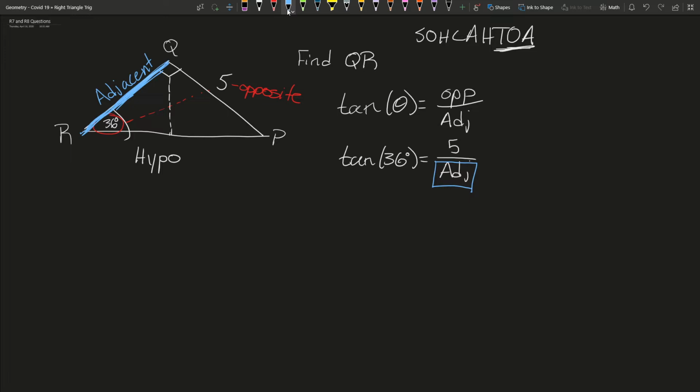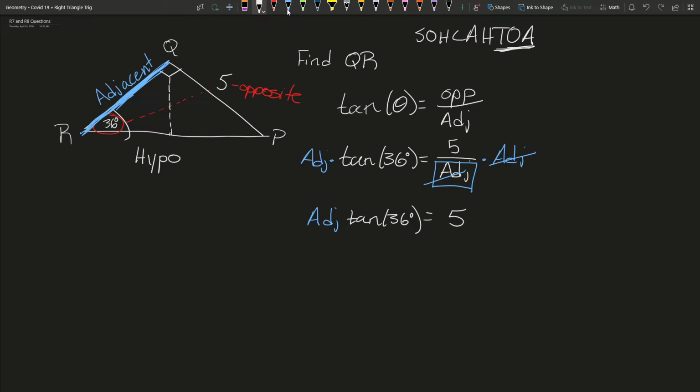And in order to get something out of the denominator, which is what we need to do, we multiply both sides by that denominator. And what that does is it cancels out everything on the right except for the 5. And then we have the adjacent side times the tangent of 36 is equal to 5. Again, this is just basic algebra with a couple more letters involved than normal. Okay, adjacent and tangent.